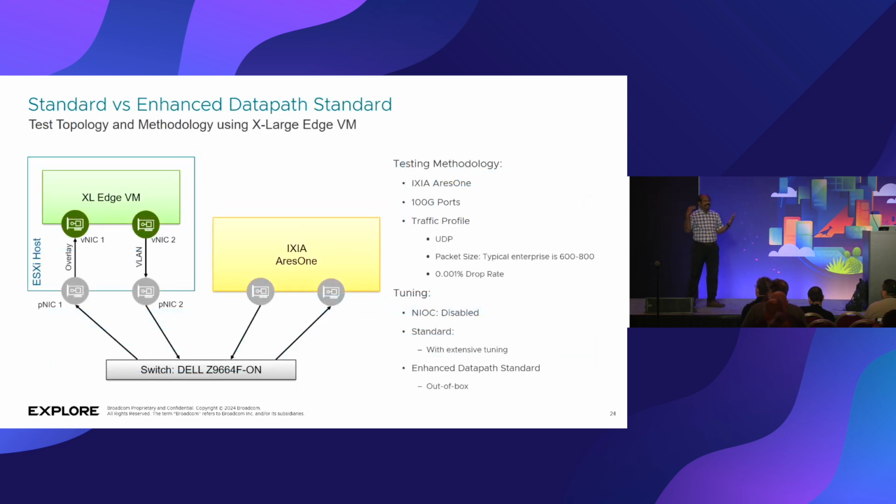The way it is set up is pretty simple. It's an extra large edge VM, and we're using 100 gig NICs in this particular case. And again, the drop rate is 0.001%.